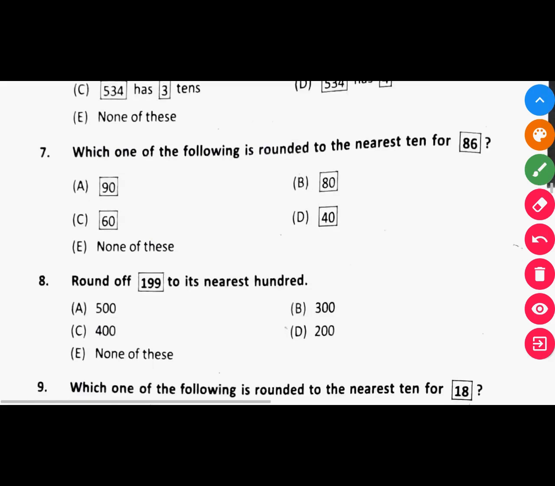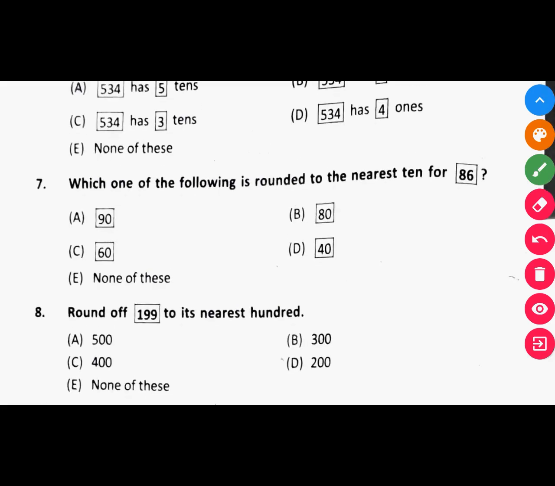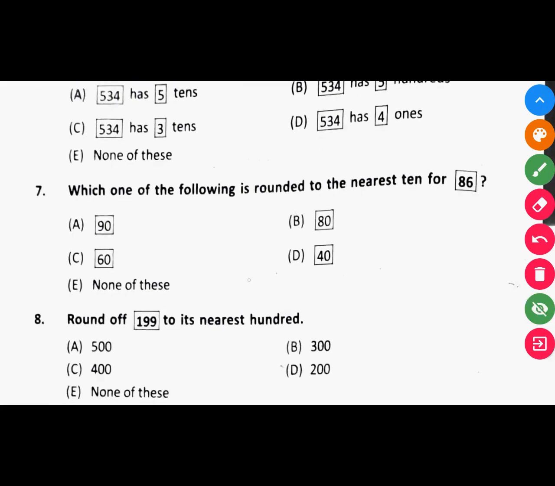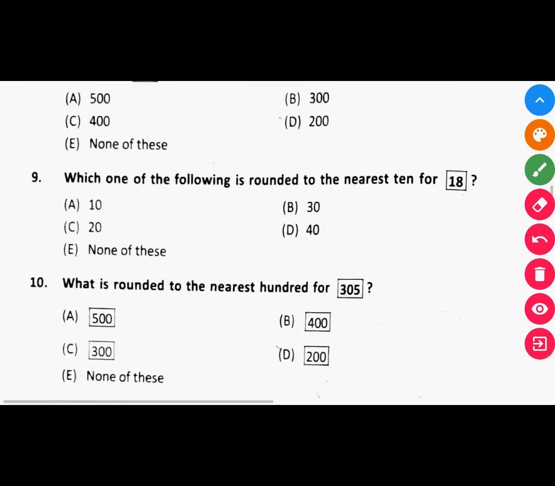Now, a three-digit number: round off 199. Its nearest is 200, because if we add only one to 199, we get the number 200. But if we go back to 100, which is not in the options, we can think of only two numbers, 100 and 200, which are nearer to 199. So 100 is very far because there is a difference of 99, but only a difference of 1 for 200. So the nearest 100 is 200.